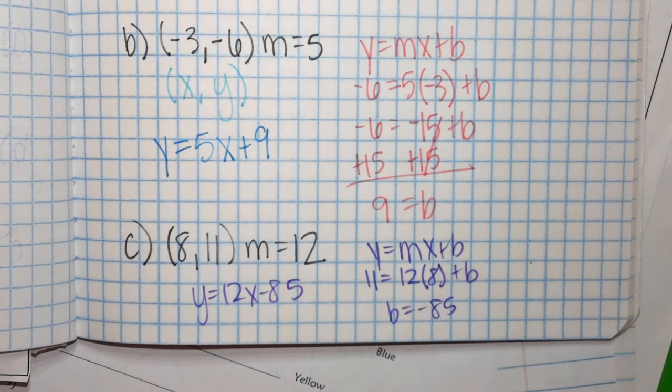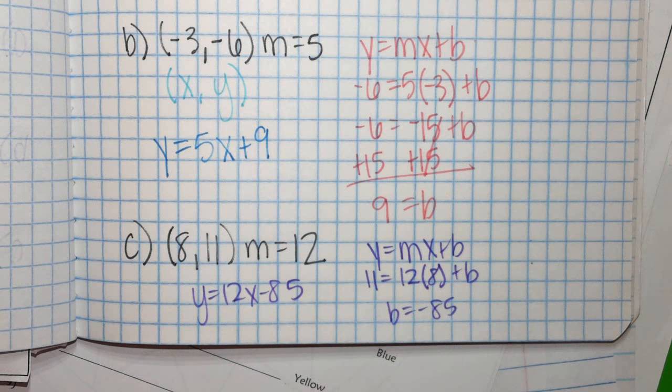All right, how'd we do? Y equals 12x minus 85. How'd we do? We did good. Are we ready to add a fraction?